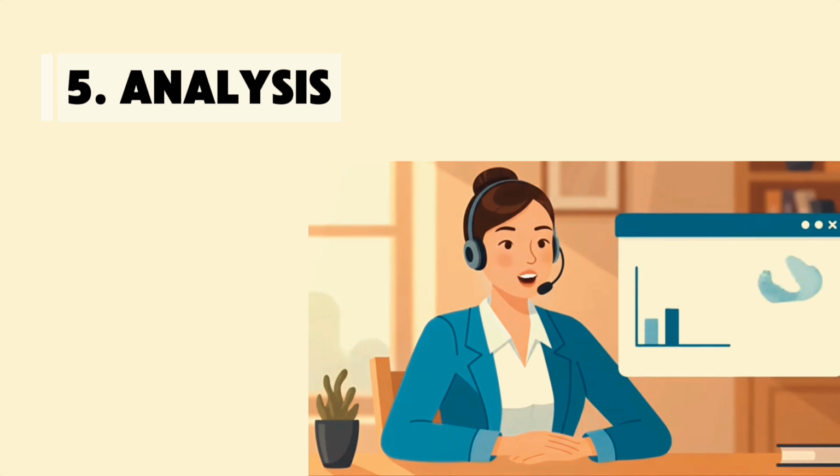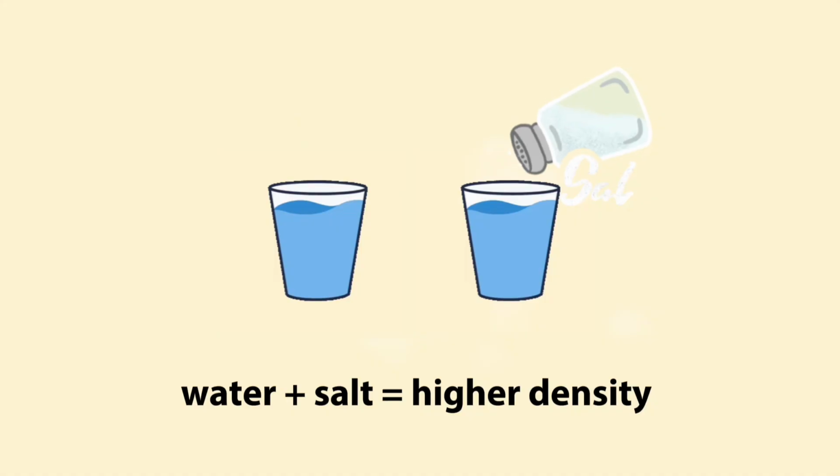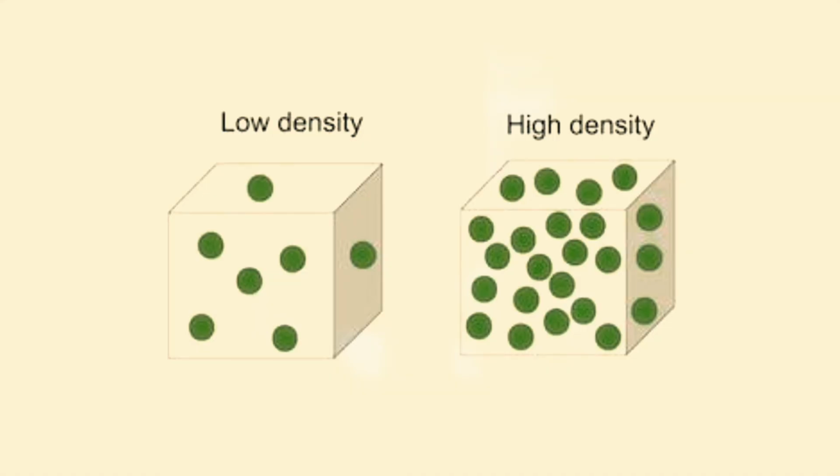Fifth is analysis, where we examine and interpret the results. Based on the results, we observed that the egg floated higher as the amount of salt increases. This happens because salt increases the density of water. Density refers to how much matter is packed into a certain space. When enough salt is dissolved in water, the water becomes denser than the egg.